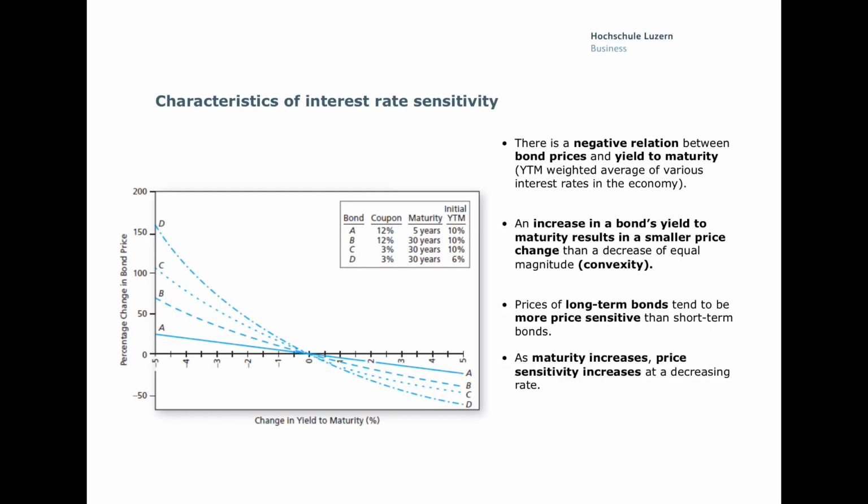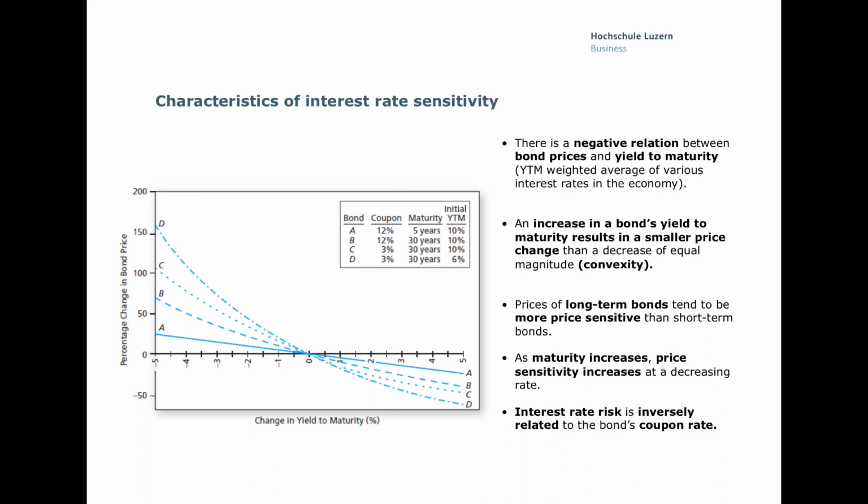Another characteristic is that the sensitivity of bond prices to changes in yields increases at a decreasing rate as maturity increases. In other words, interest rate risk is less than proportional to bond maturity. In this context, note that bond B has 6 times the maturity of bond A, but it has less than 6 times the interest rate sensitivity.